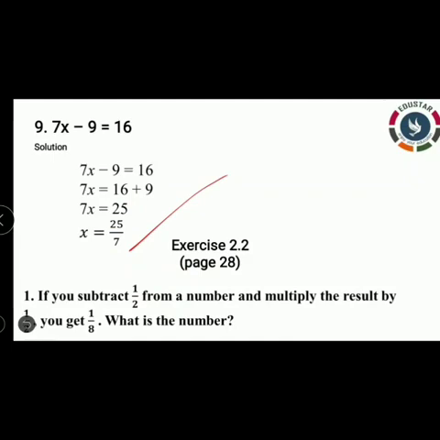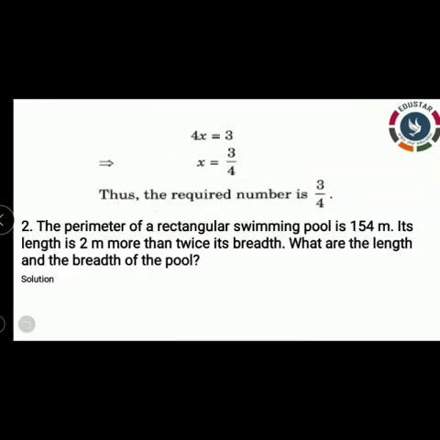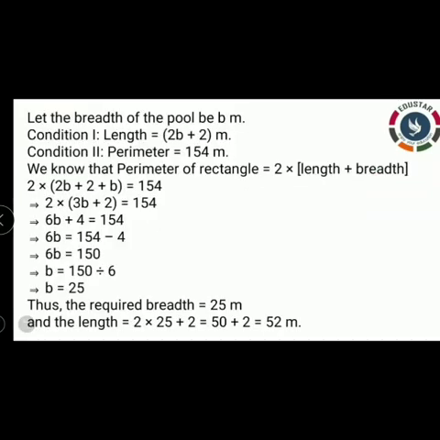And next, word problems. Exercise 2.2 from page number 28. First one, verify your equation and answer, 3 by 4. Second one, here the equation is 2 into 2b plus 2 plus b is equal to 154. Here the value of b is 25. Don't forget to write the unit in the answer, meter. After finding the breadth value, you have to find the length value. So the value of length is 52 meters.